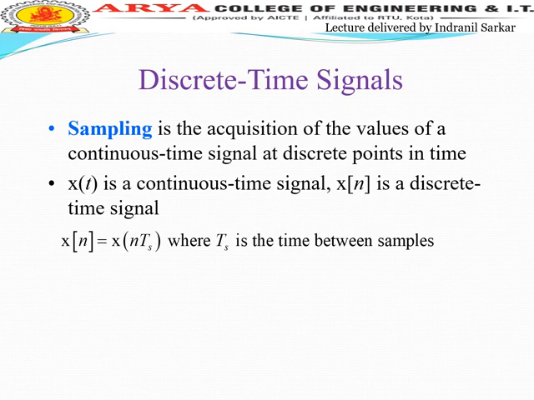Discrete-Time Signals. First, we have to know what is sampling. Sampling is the acquisition of the values of a continuous time signal at discrete points in time. Next, x(t) is a continuous time signal and x[n] is a discrete time signal. That means a continuous time signal is represented as a discrete time signal using sampling, where x[n] is equal to x(nTs) and capital Ts is the time between samples.